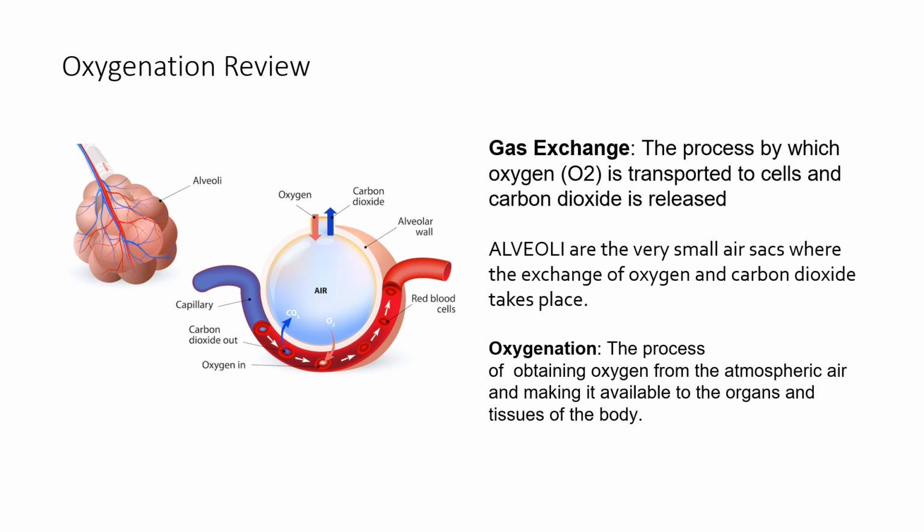Oxygenation is considered the process of obtaining oxygen from the atmosphere and making it available to the organs in your body. Your body needs oxygen to maintain adequate perfusion. And if there's a disease process that interferes with this oxygenation process, then your body isn't getting perfused well, right?